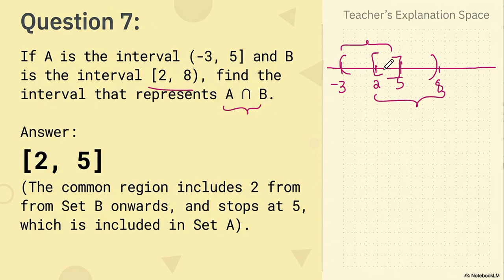Intersection means common. So what is common between these two intervals? This part is common, 2 to 5. And 2 is also closed, 5 is also closed. So the answer for A intersection B is nothing but the closed interval 2 to 5. Okay.